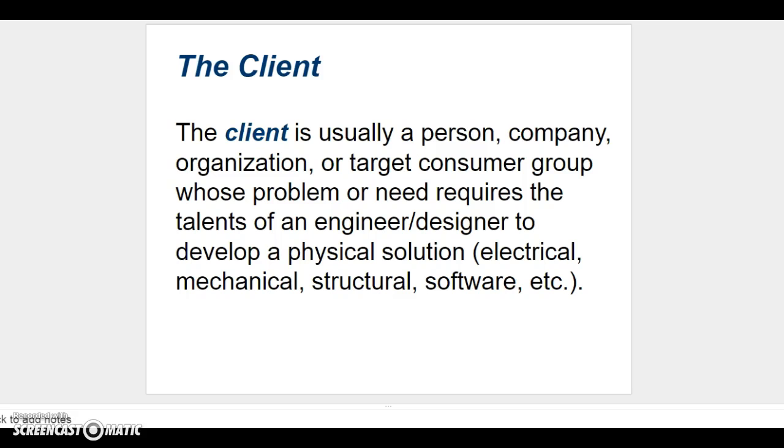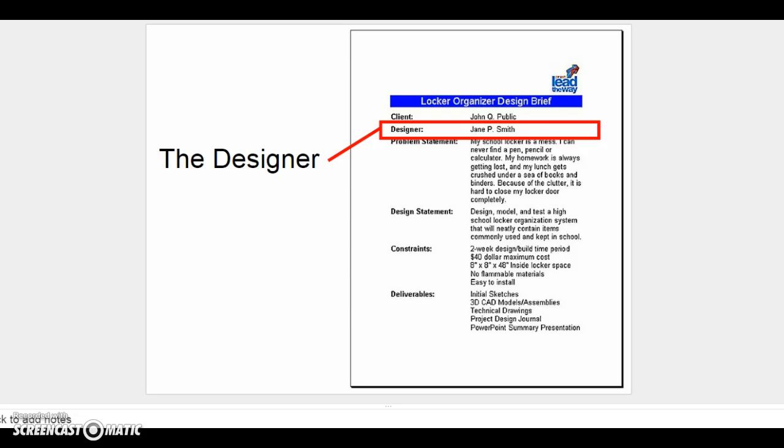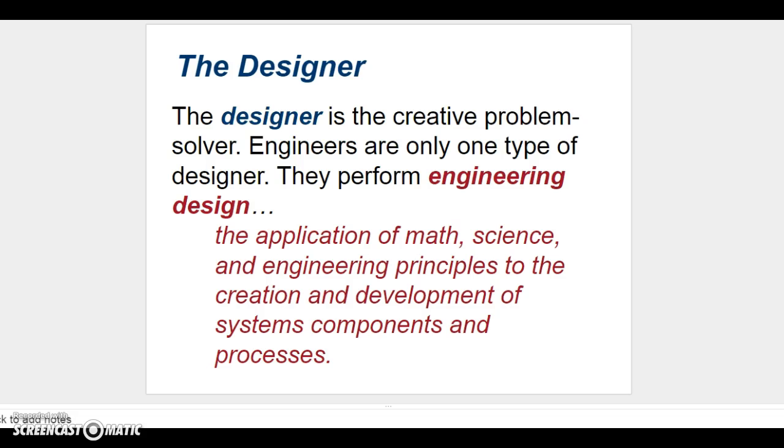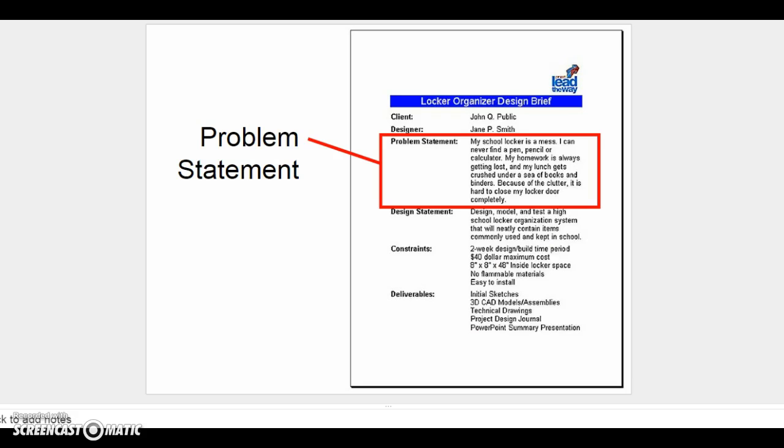So again, you have the client, usually a person, company, organization, or target consumer group whose problem or needs require the talents of an engineer or designer to develop some solution. Designer can be anybody that has a problem. Again, engineers are only one type of designer, so this doesn't even apply just to engineering. It really applies to anything. And in case you were wondering, the definition of engineering design is the application of math, science, and engineering principles to the creation and development of systems, components, and processes.